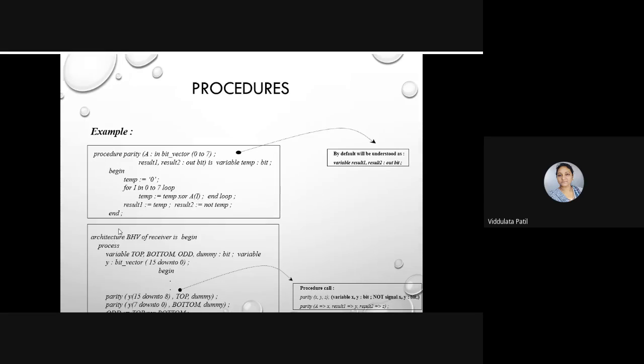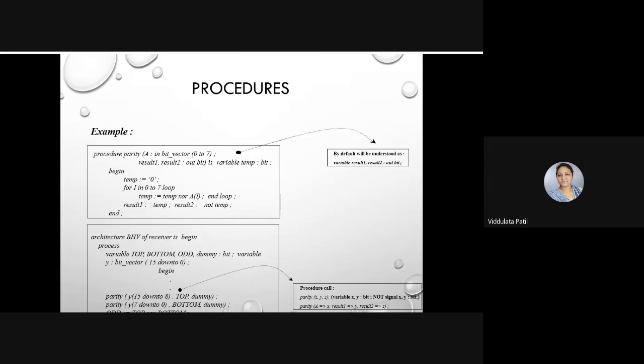I'm discussing first this part, the architecture part of the behavior, and then we will go to the parity procedure. Here this architecture has a process having variables top, bottom, odd, dummy, and all are of bit type. And then variable y, which is a bit vector, 15 down to 0.